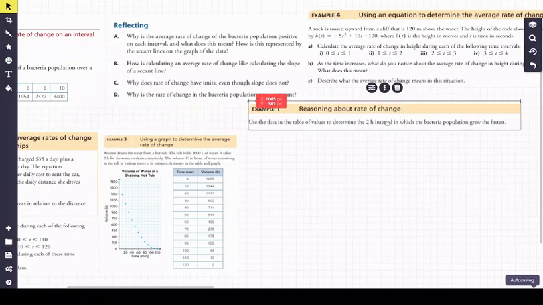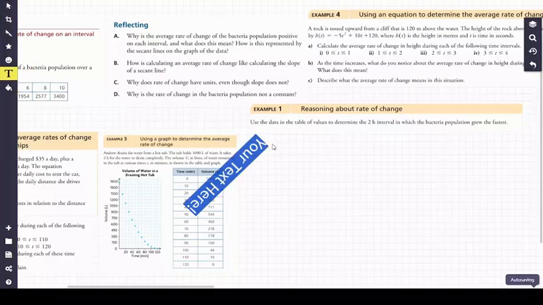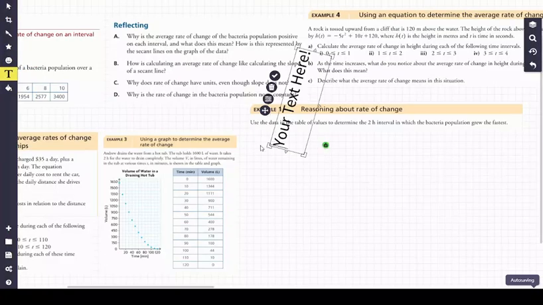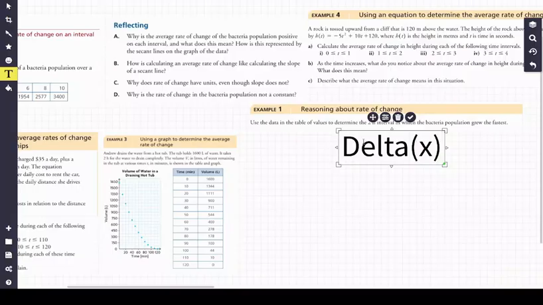Okay, so we have our table here, and how do we find the average rate of change? Well, let's name the average rate of change. What should we name it? Let's name our average rate of change delta x. This is our average rate of change. Sounds good, guys. Delta x is equal to, talking about the independent and dependent variable, the change in y over the change in x.